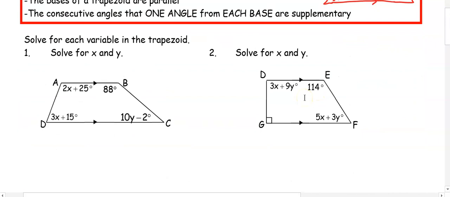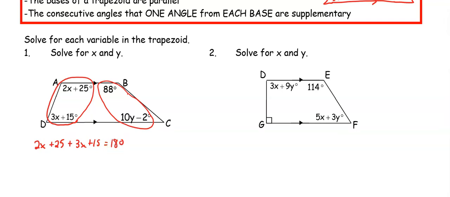So we're going to use the fact that consecutive angles, one from each base, are supplementary to solve for x and y. If our parallel sides are AB and CD, this is one set of supplementary angles, and this is a second set of supplementary angles. So we have 2x plus 25 plus 3x plus 15 is equal to 180. As we solve for x here, we have 5x plus 40 is equal to 180. 5x is equal to 140. So when we divide, we get x is 28.